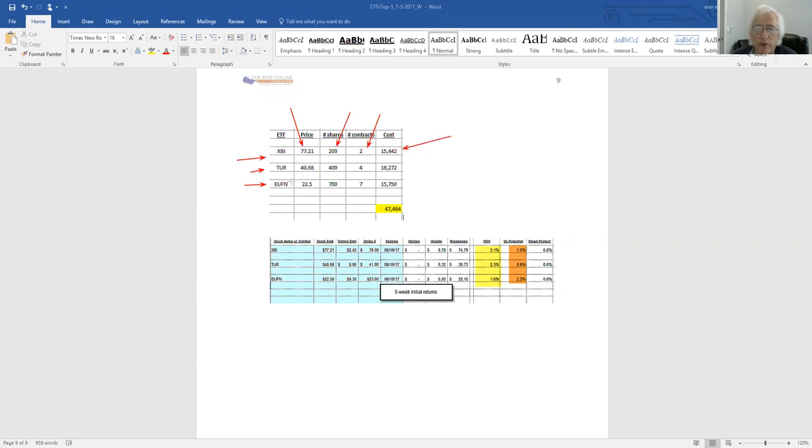And then we do that for TUR and EUFN, the price divided into 16,000, rounded off to a particular number of shares. That's how many contracts we sell. And we totaled it out to $47,464, which leaves us still $2,500 on the sidelines in case we have to buy back an option to take advantage of exit strategy opportunities.